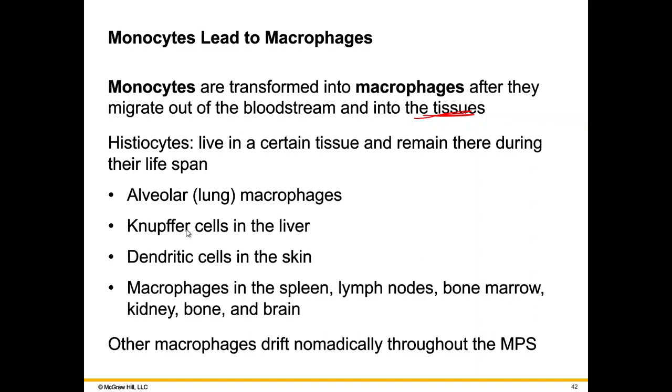And even further than that, there are macrophages that do just kind of drift around the MPS, which is that mononuclear phagocytic system, this stream that exists throughout the external fluid throughout the body in between cells.